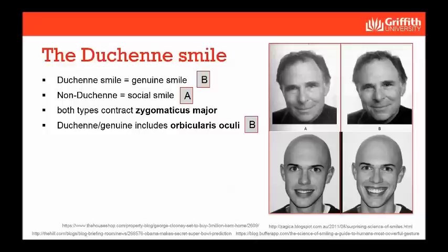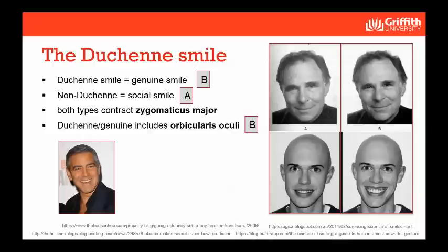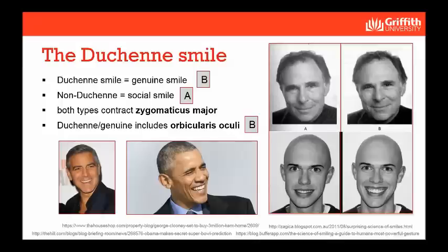Two famous Duchenne smiles that you may be familiar with belong to George Clooney and Barack Obama, who clearly display not only contraction of the zygomaticus major at the edge of the mouth, but also the squint produced by contraction of the orbicularis oculi.